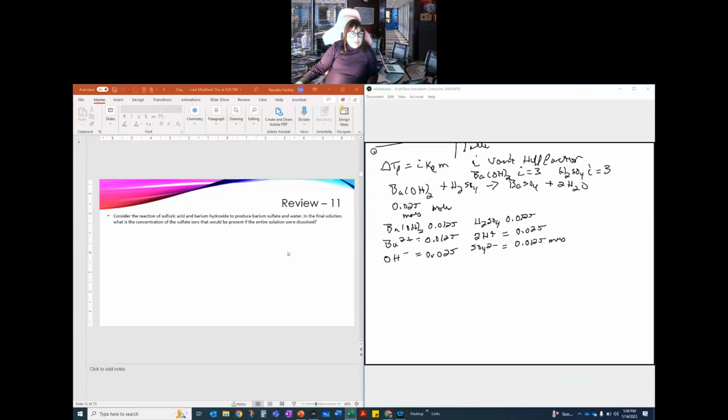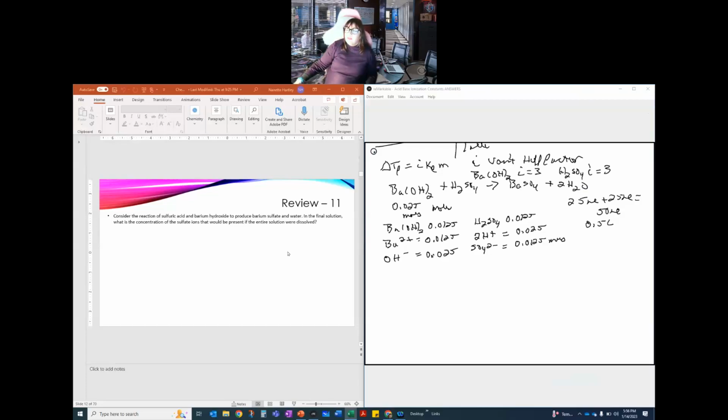Now I have mixed a finite amount of both of these together. They want to know what the concentration is. That's a moles per liter situation. So I need to look at what was the volume that I had of both of these. I had 25 mils of both that I added together. And that gives me 50 milliliters total, which is 0.5 liters.